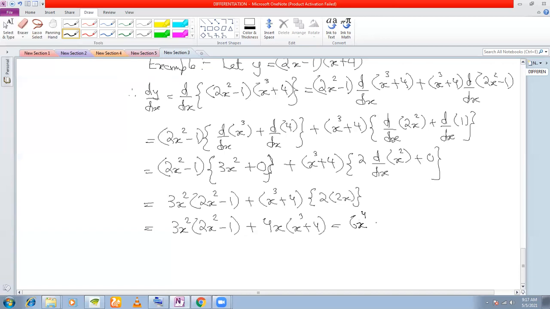6x to the power of 4 minus 3x square plus 4x to the power of 4 plus 16x. Okay, so what you're going to get is 10x to the power of 4 minus 3x square plus 16x. Any questions on u into v rule from this example? Any step that you could not understand?